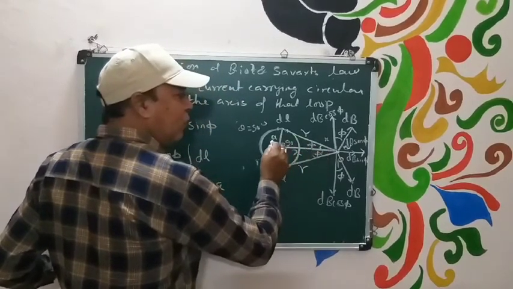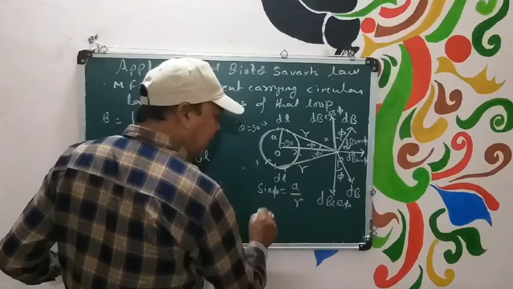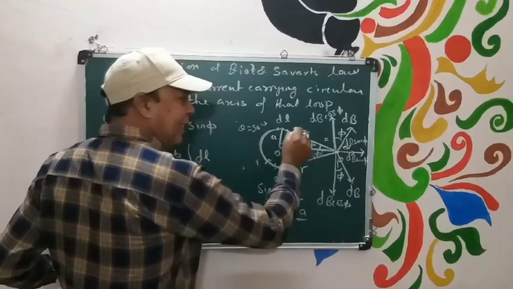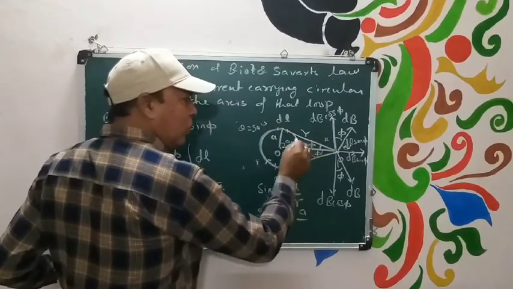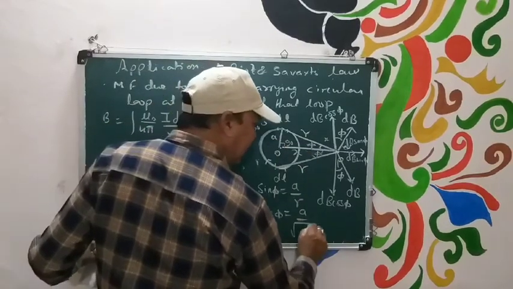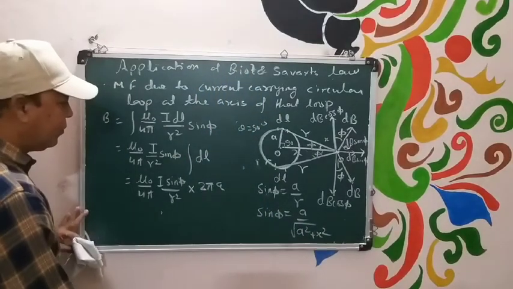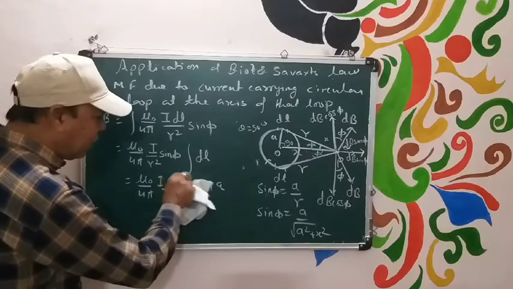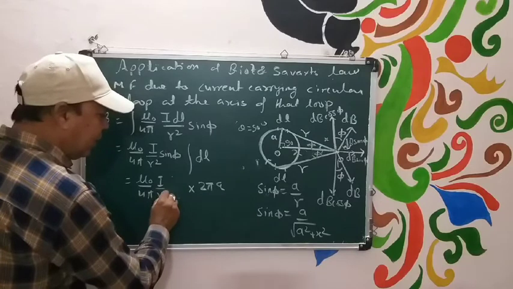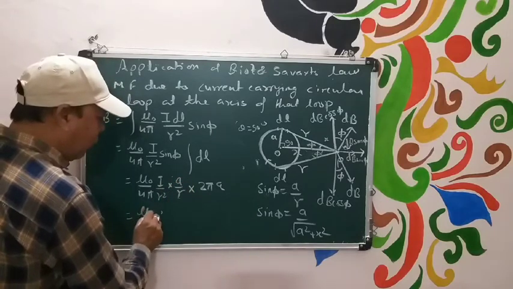Sin phi should be equal to a by r, and obviously in this right angle triangle you will find that r square is equal to a square plus x square. That means r is equal to how much? Under root of a square plus x square. So instead of sin phi you can write, you are having I upon r square, and here you can write a by r. Now you can replace the value of r also.